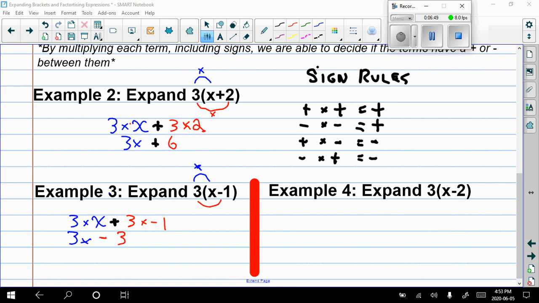So the last example we're going to do, we're going to expand 3, left bracket, x minus 2, right bracket. So 3 times by x, you should be used to doing 3 times x by now. So 3 times x, and then our plus sign. And we have here 3 times negative 2. That means we're going to get 3 times x is simply 3x. And 3 times 2 is 6. And then a positive times a negative is a negative.